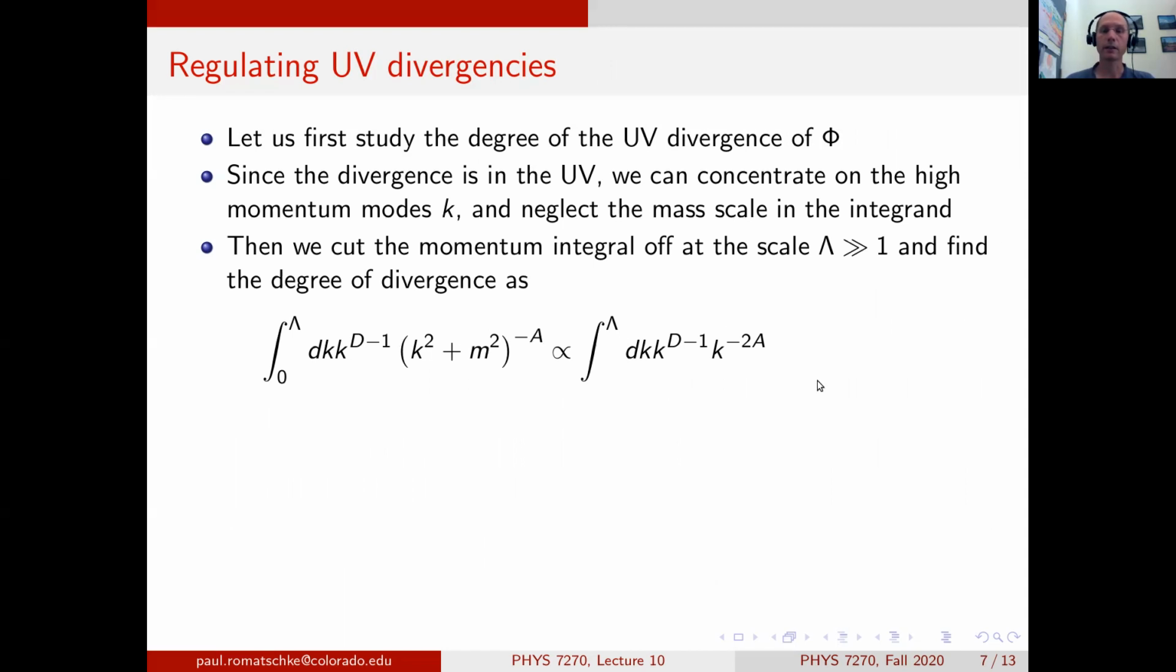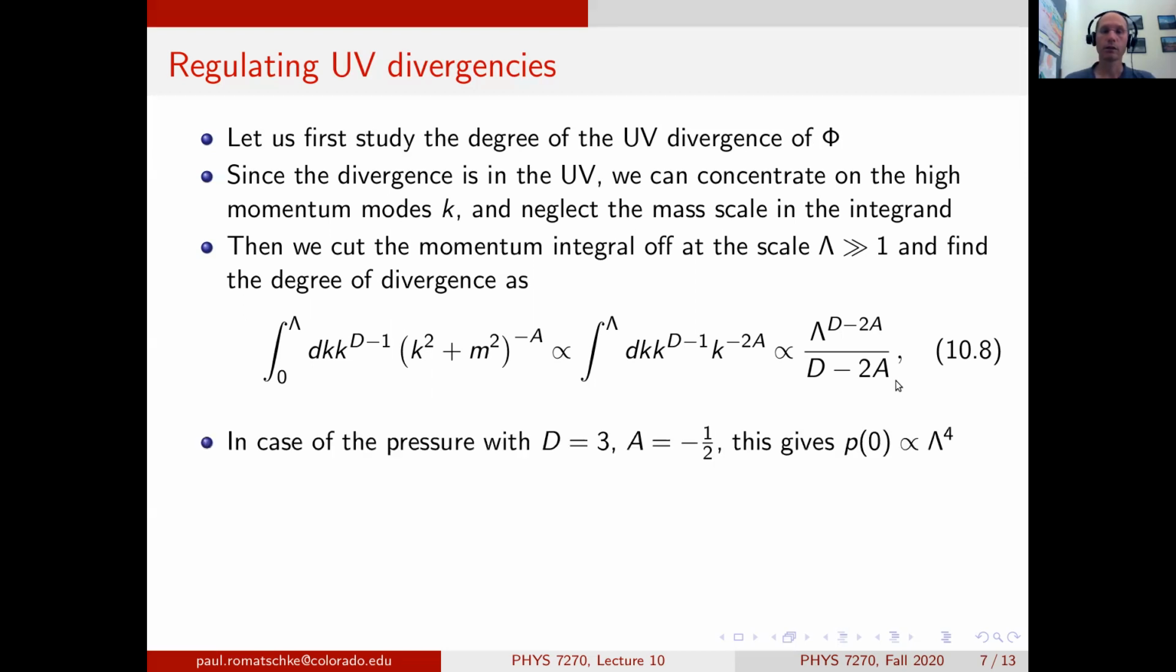So we find that this integral here evaluates to lambda to the d minus 2a divided by d minus 2a. In the case of the pressure, where d is 3 and this exponent a is minus 1/2, this gives that the zero temperature pressure is proportional to the momentum cutoff lambda to the 4th power. So as the momentum cutoff lambda is sent to infinity, we find that the pressure diverges with degree 4 from this expression, 10.8.